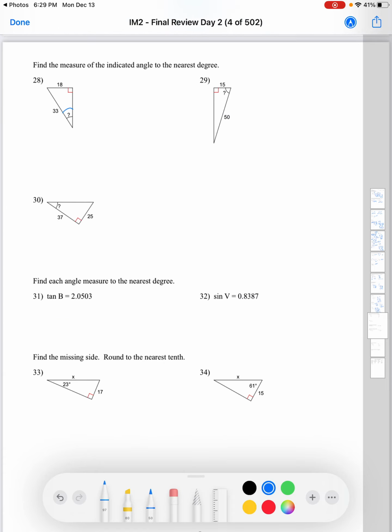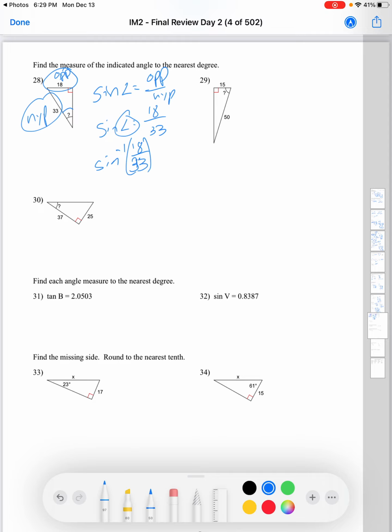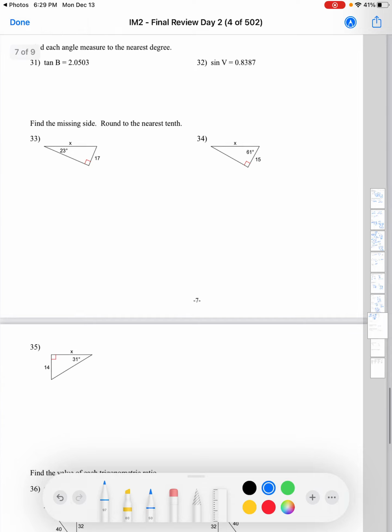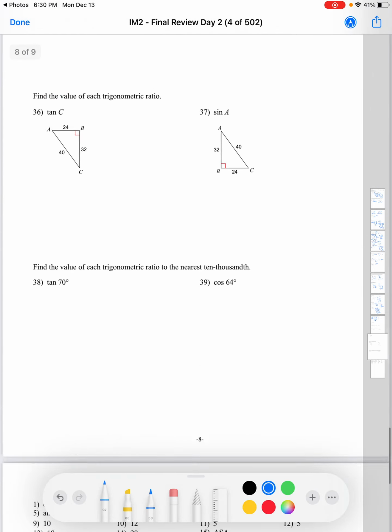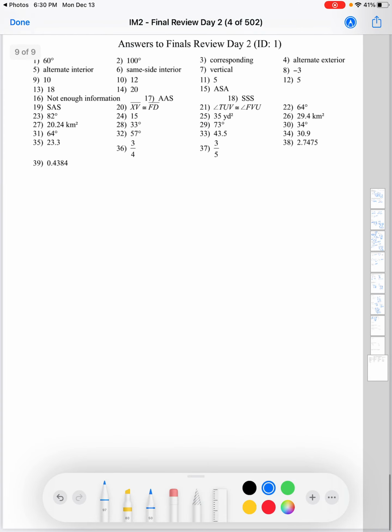Okay, for these ones, draw your eyeball, name the triangle, that's opposite side. This is hypotenuse. Okay, that would be sine of the angle equals opposite over hypotenuse. Sine of the angle equals 18 over 33. Remember, to find an angle, you're then going to do the inverse sine of 18 over 33. Okay, put that in your calculator, and you will get 33 degrees.